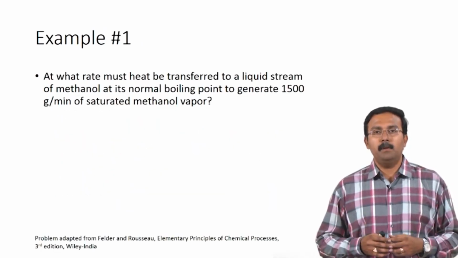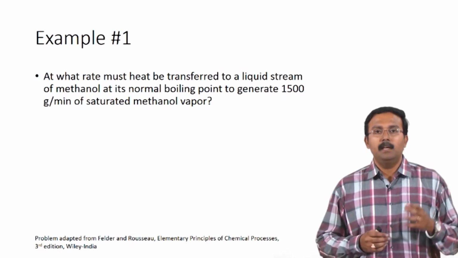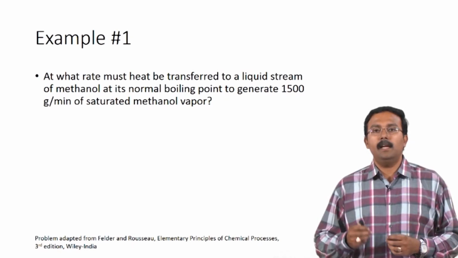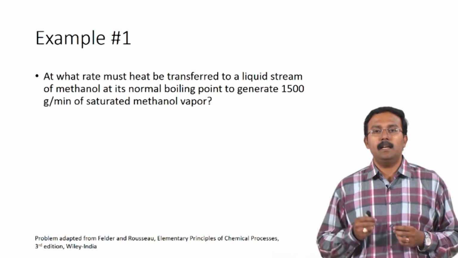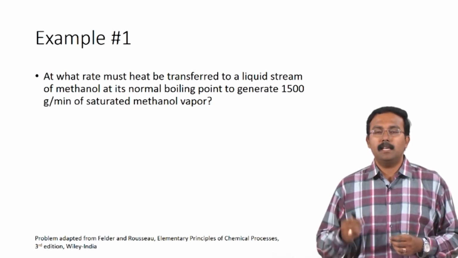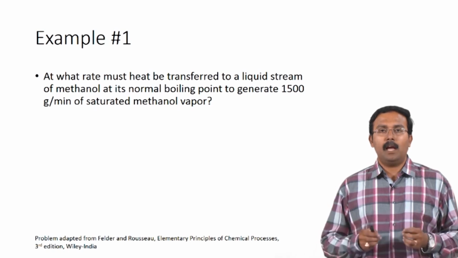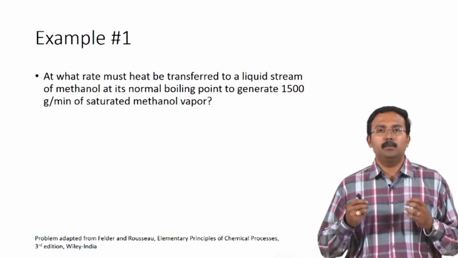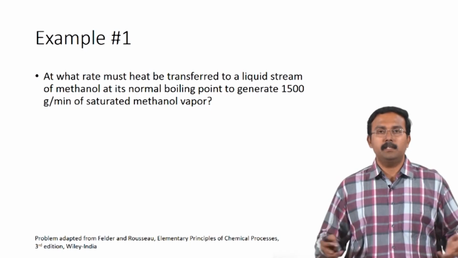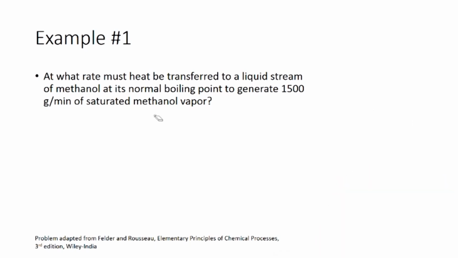So, here is an example problem. This is a very simple and straightforward example problem. You have been asked to calculate at what rate heat must be transferred to a liquid stream of methanol at its normal boiling point to generate 1500 grams per minute of saturated methanol vapor. To calculate this, we need to know the heat of vaporization at its normal boiling point. Normal boiling point would be the boiling point when pressure is 1 atmosphere. The standard heat of vaporization for methanol at its normal boiling point is given as ΔĤv equal to 35.3 kilojoules per mole.